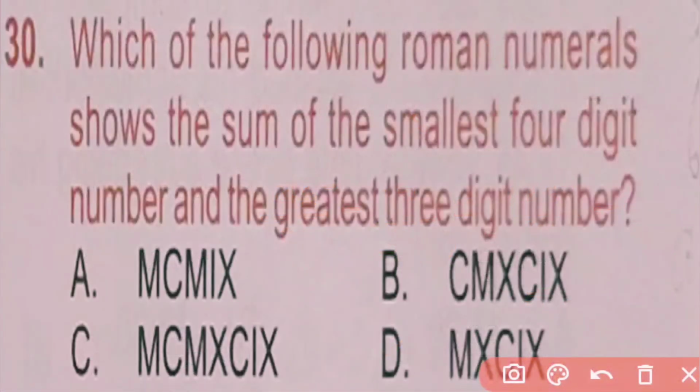Question number 30. Which of the following Roman numerals shows the sum of the smallest 4-digit number and the greatest 3-digit number?